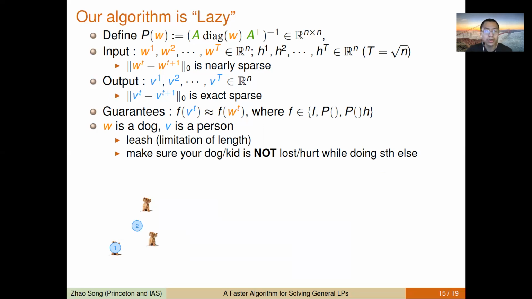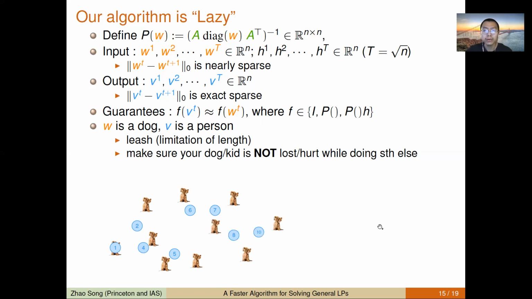And in the next move, if the dog moved here, in this case, the human doesn't need to move. The right choice of the human is to just stand at the original location. So when the dog moves again, and this time the leash is going to break again, then the human needs to move. And therefore we just repeat this whole procedure. And every time the dog moves, the human needs to decide to move or not move.